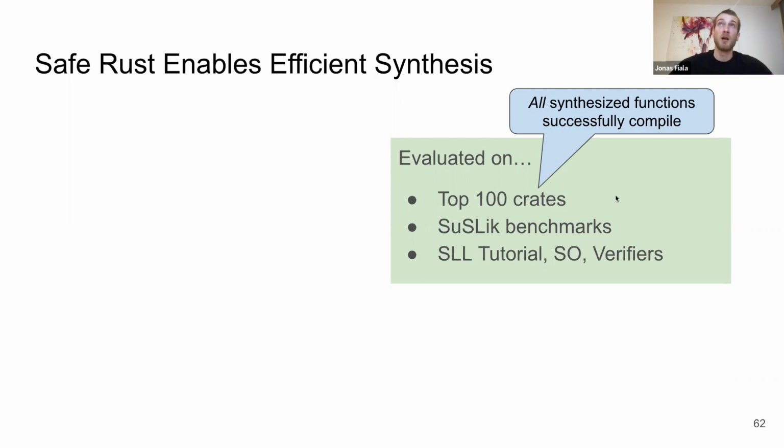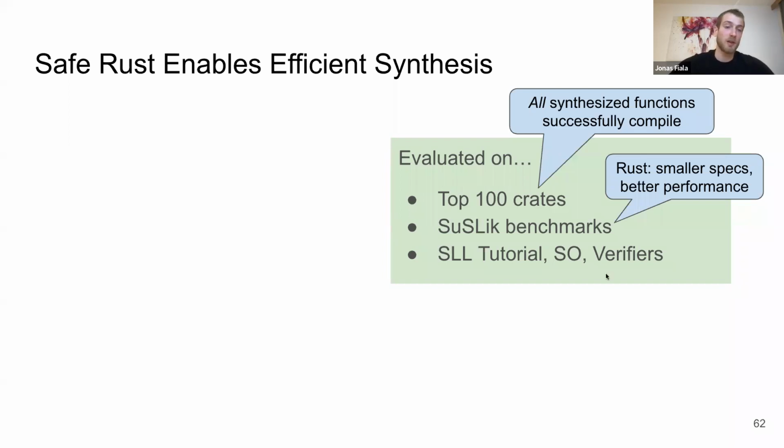Then we took some benchmarks from the C tool for synthesis, and we could see that we would have to write smaller specifications for Rust because we can infer a lot from the signature, and we even get better performance because of this pruning. And then we also ran the tool on some stuff from the internet, so some tutorials, some Stack Overflow examples, and also some test cases from the verifiers, so from Prusti, RustHorn, and so on.